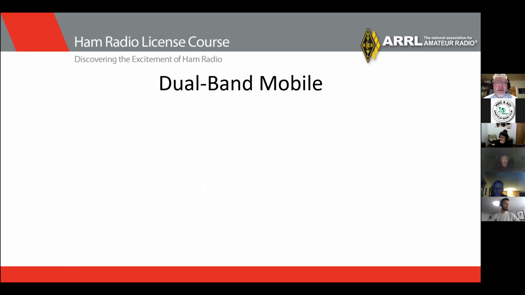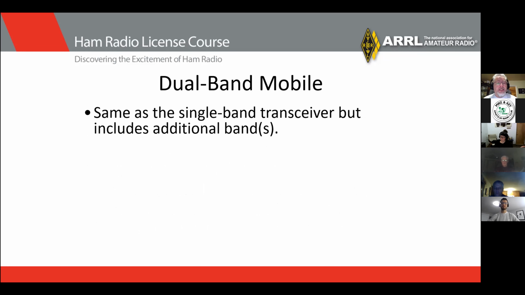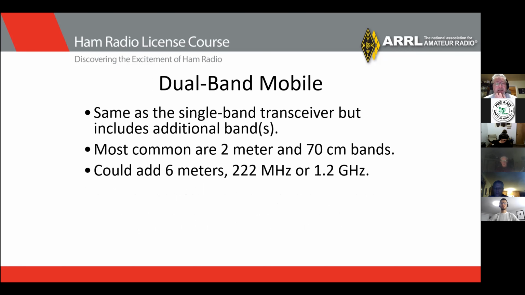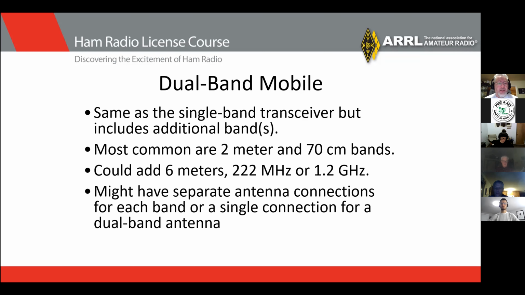A dual band mobile is the same as a single band transceiver but includes additional bands. Most common ones are 2 meter and 70 centimeter bands, but it could also add 6 meters, 222 megahertz, or 1.2 gigahertz bands. And they might have separate antenna connections for each band or a single connection for a dual band antenna.